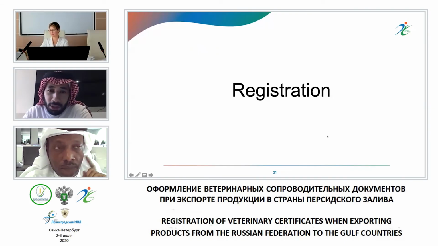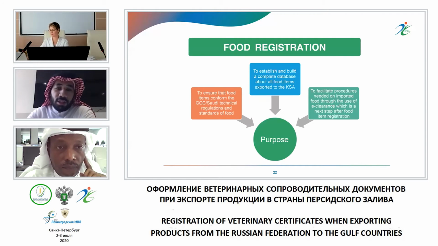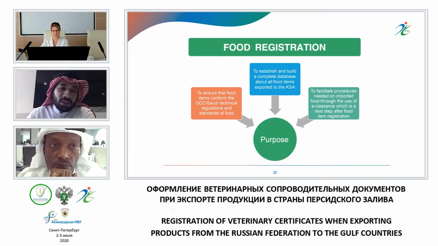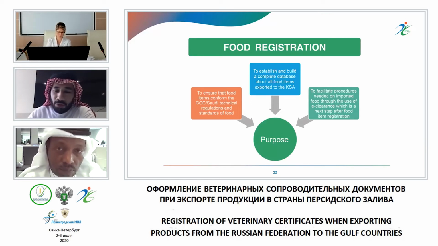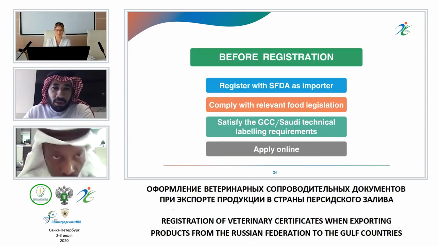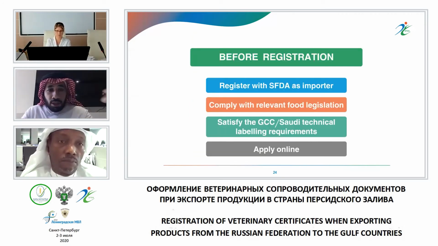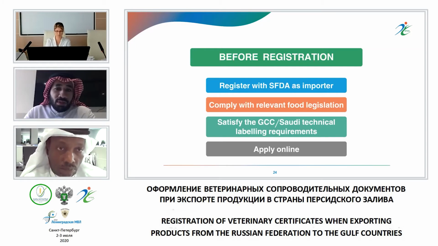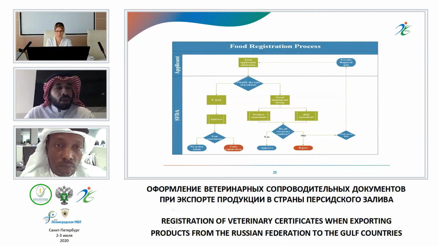So this is the registration. Basically, this is the aim of the registration: to ensure food safety. This is the basic information; I will not go through that. The type of products: before registration, register with the SFDA as an importer. So the importer should register, comply with relevant food legislation, satisfy the GCC technical labeling requirements, and apply online. These are basically the requirements for the importer in Saudi Arabia.